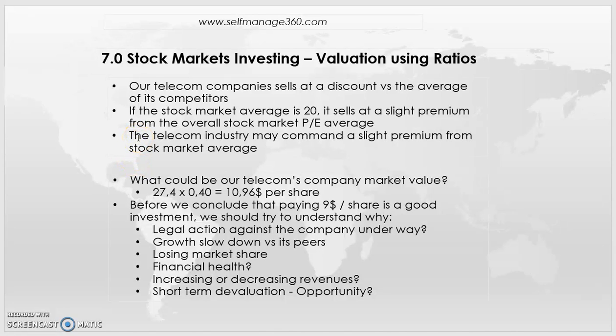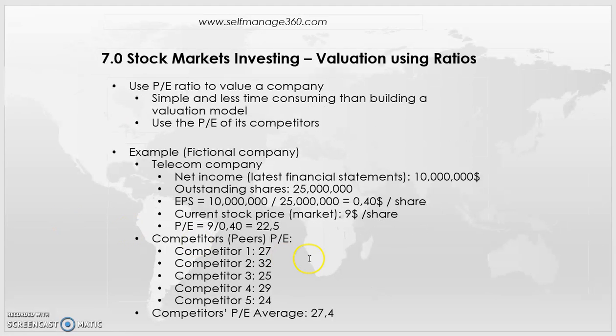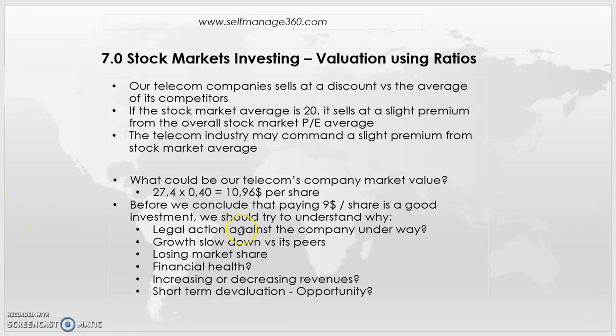So we can say that the telecom industry, which is asking a price of roughly 27.4, if we compare the price to earnings average of its competitors to the average stock market, which would be in the vicinity of 20, the telecom industry may command a slight premium from the stock market average.